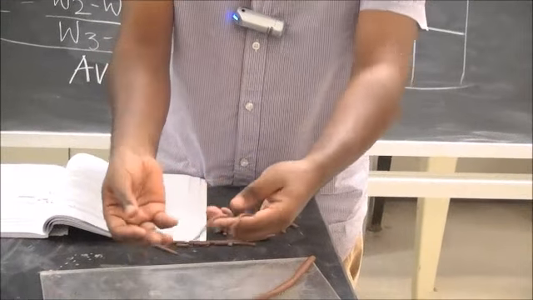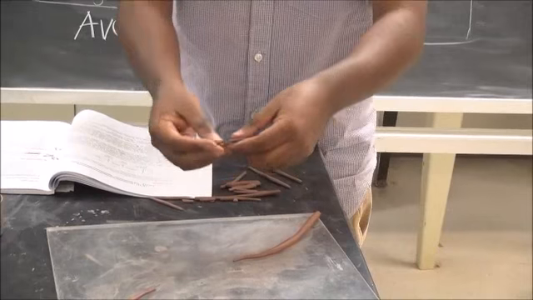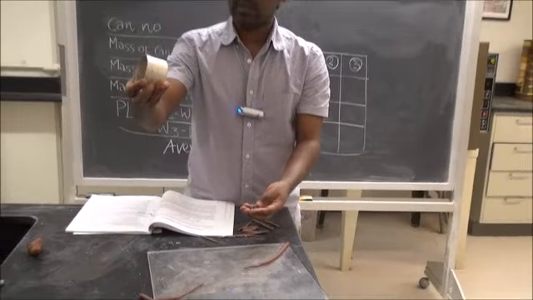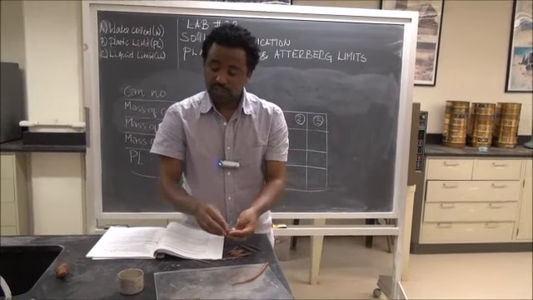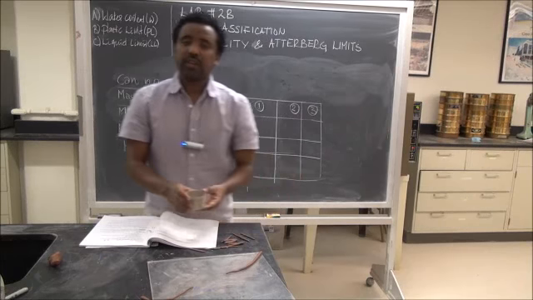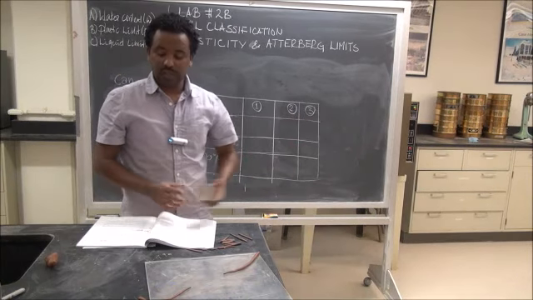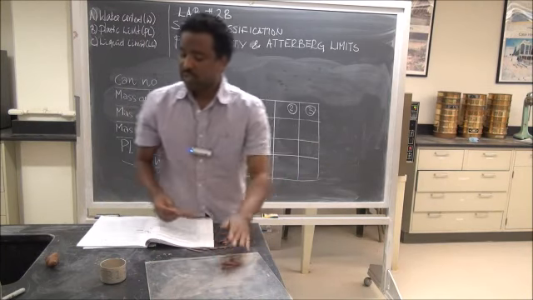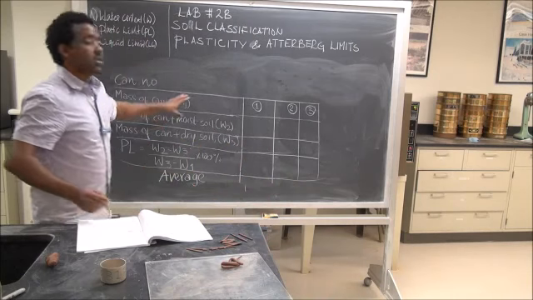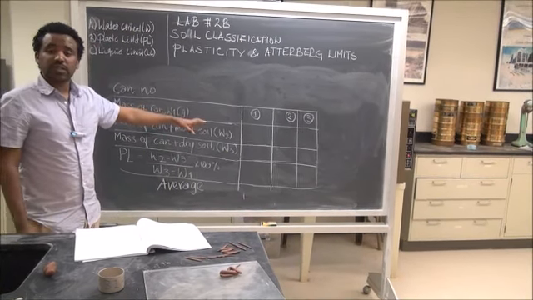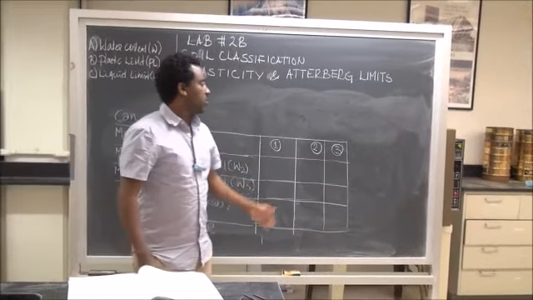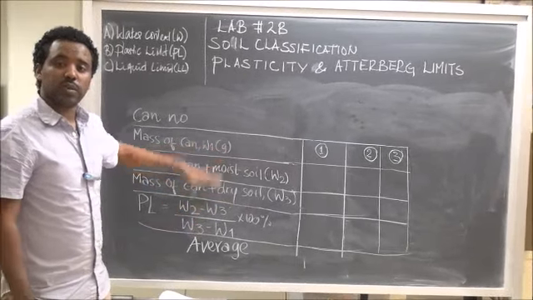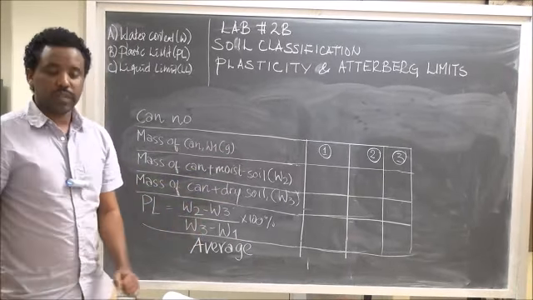So what you do is you collect a thread having a diameter of 1/8 of an inch, and you put it into a pre-weighed moisture can, and then you put it into the oven dryer. So you do this 3 times and you record it. The moisture content or the water content that you determined from the 3 samples will give you an average moisture content or water content, which is called the plastic limit.